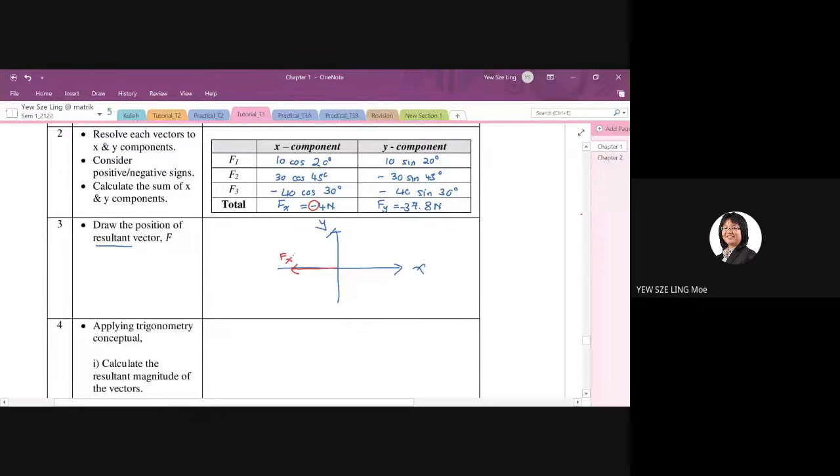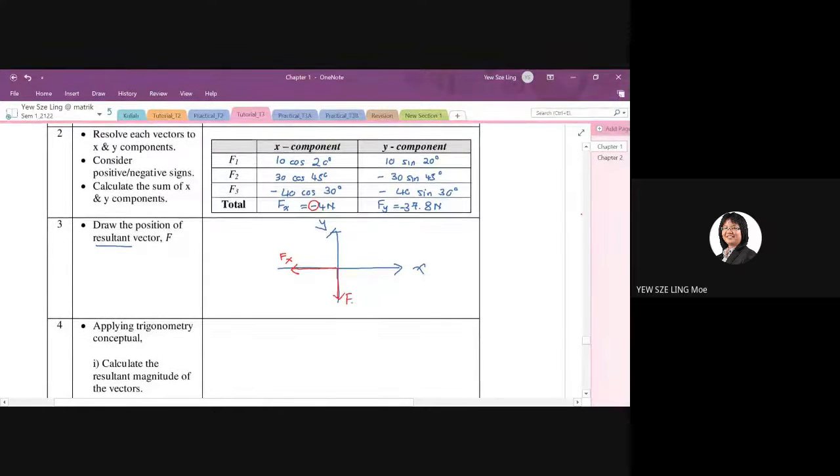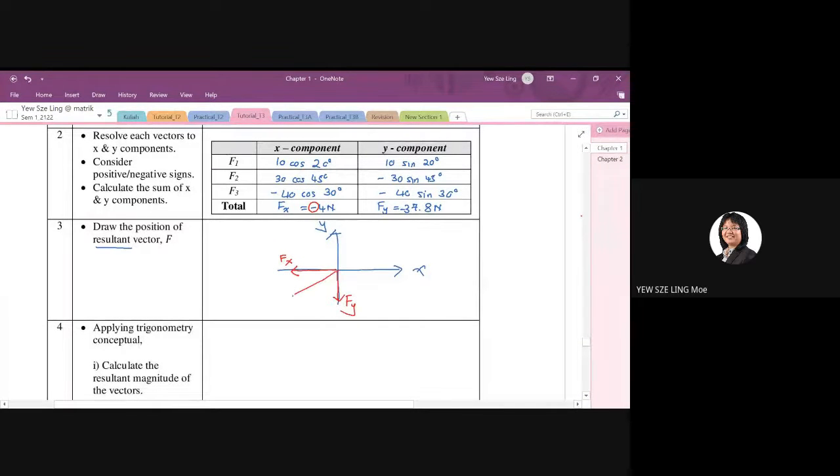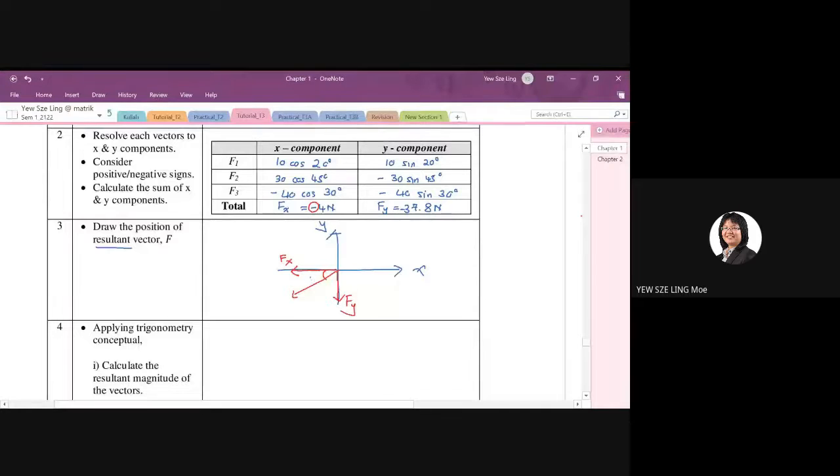And then if you look at the Y component, if you get a positive value, it means it's going up. If negative, it means it's going down. So I have a negative value here, so it's going down. So this is my Fy. When I merge these two vectors together, they are going to give me a resultant vector in the third quadrant, where the angle is beside the X component, if you use tangent theta.